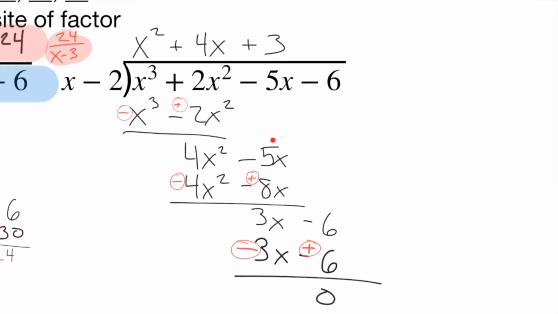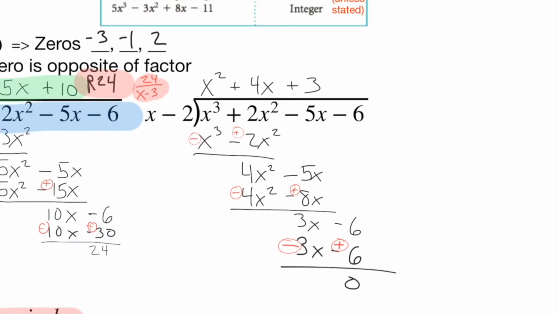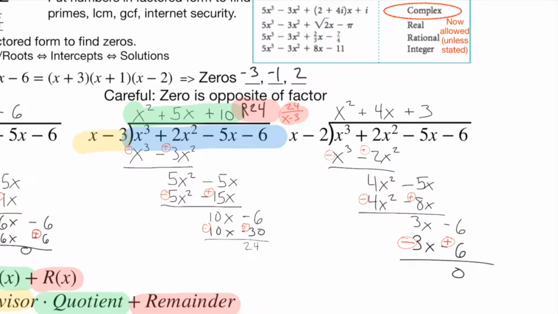X times what gives you 3x? That's 3. So 3 times x is 3x. 3 times minus 2 is minus 6. Change the signs. Minus 6. We bring down the minus 6, and then this minus 6 plus 6 is 0. There's no remainder. And that's how it's just one more way that we could find that one of the factors of this function is x minus 2. You could further factor this, x squared plus 4x plus 3, into x plus 3 and x plus 1 using the factor x.